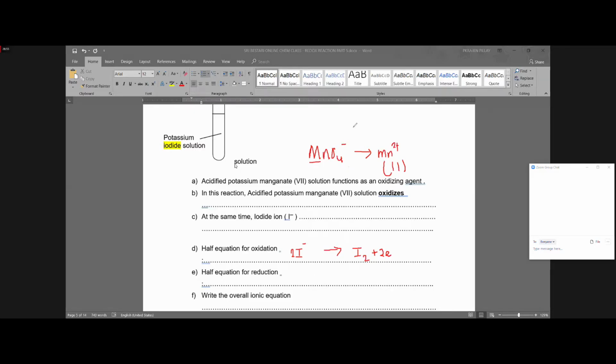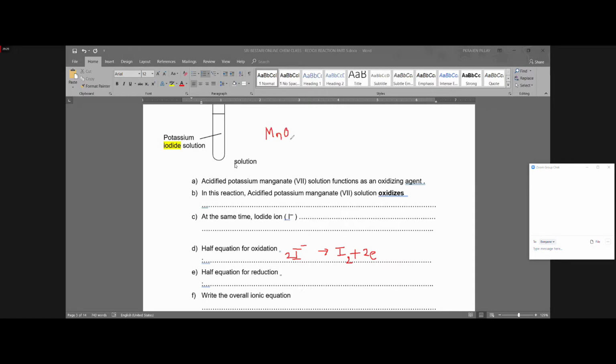So, what are you going to do? This one is no problem, I just do it again. I minus becoming I2. Listen carefully. You put plus 2e. The problem comes when it is acidified potassium manganate or dichromate. I'm going to show you. The potassium in potassium manganate 7 doesn't play a role, it's only the manganate 7. So I'll do it here first with you.